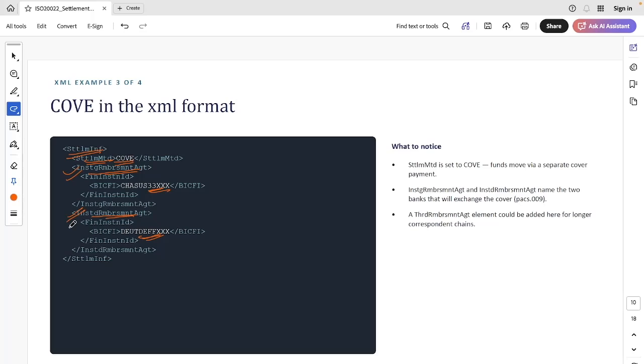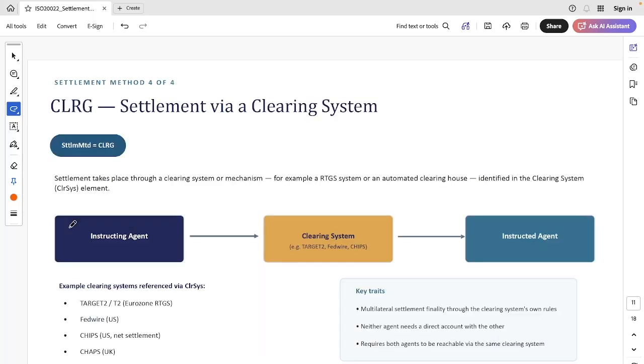It tells us that another payment message, generally PACS.009, will be used for movement of the funds. Okay, now let us understand the fourth settlement method, which is clearing. CLRG stands for clearing system. In this method, settlement happens through a clearing system or settlement mechanism. For example, TARGET2 in the Eurozone, Fedwire in the US, CHIPS in the US, CHAPS in the UK, and so on.